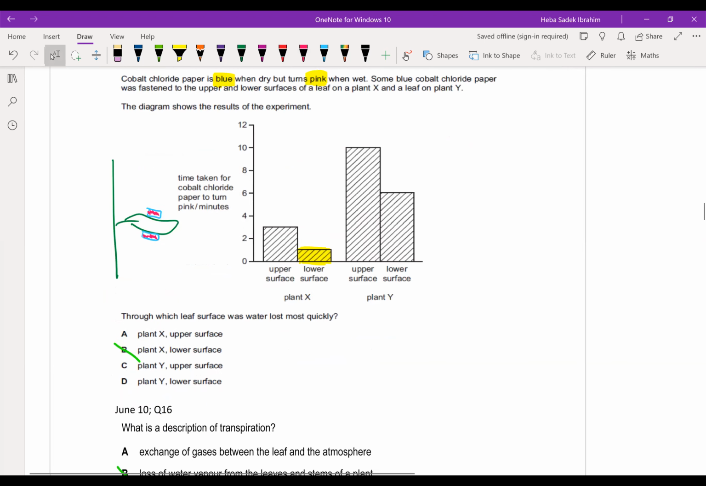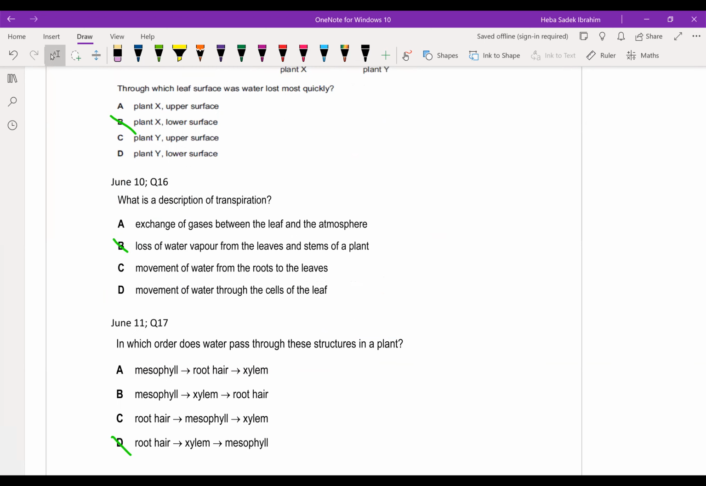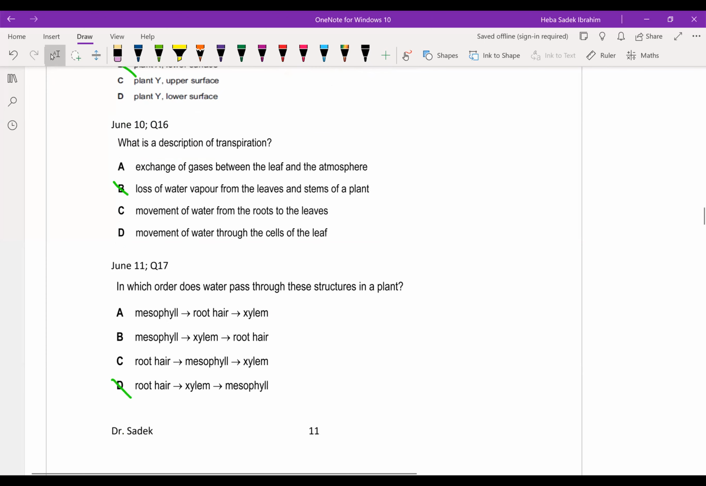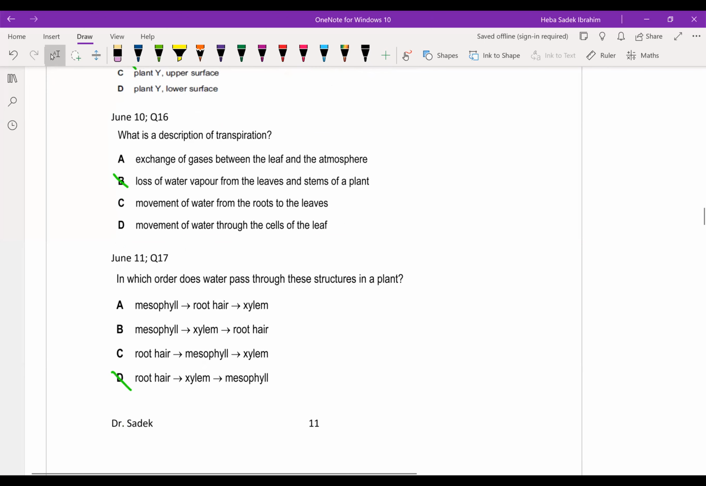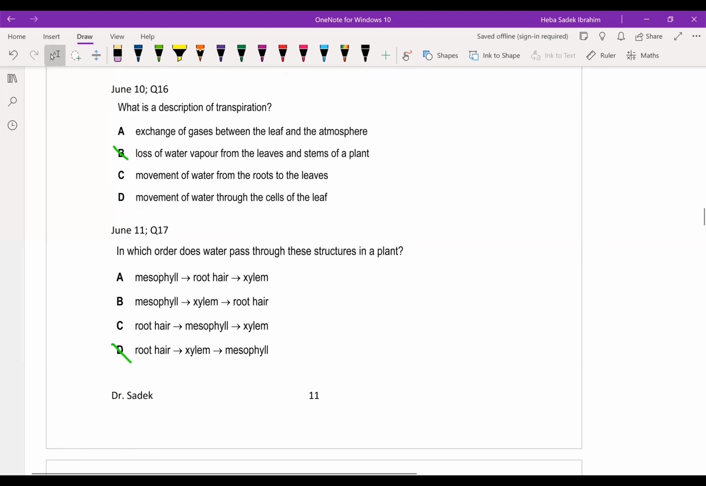Okie dokie. طيب. What is a description of transpiration, loss of water vapor from the leaves and stems of a plant? طبعا. Transpiration is the loss of water. In which order does water pass through these structures in a plant? ده تيك تاك question يا عمر. يعني ايه؟ يعني المية بتعدي من الروت هير تدخل على الزايلم ومنها على الميزوفيل. This is the correct order. مفيش order تاني.